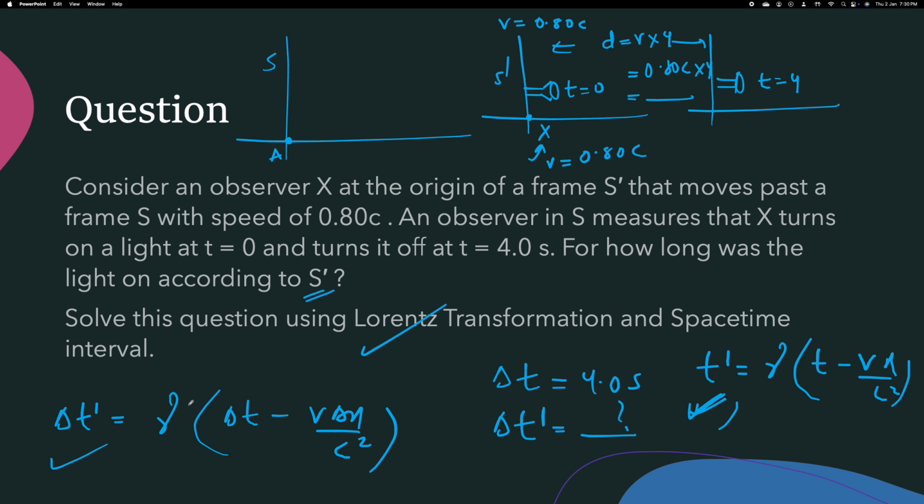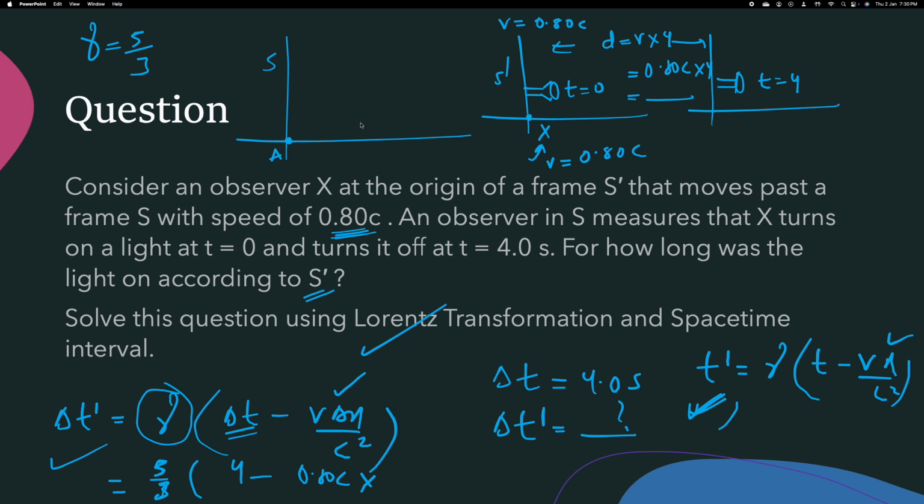If you're writing in terms of time period, time duration, change in position, instead of x, you'll write delta x. That's all the differences, right? So do we know the value of gamma? Yes, because the speed with which it is moving is 0.80 c. If you calculate it, you will get gamma to be 5 by 3. What is the duration? Delta t, 4 seconds, and v is 0.80 c.